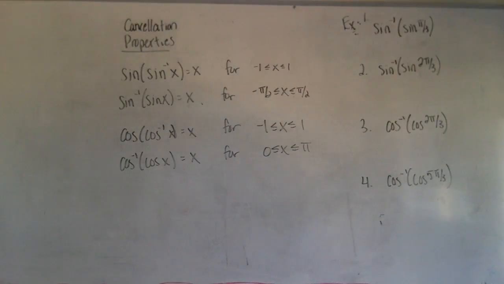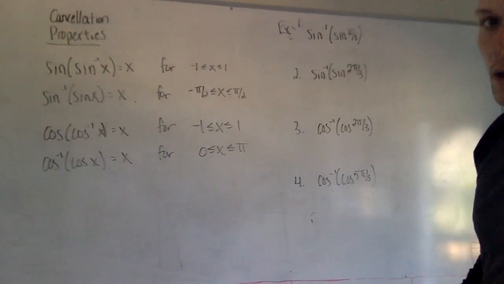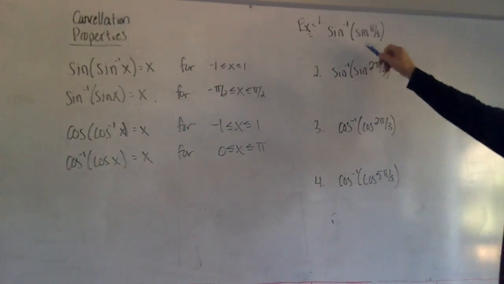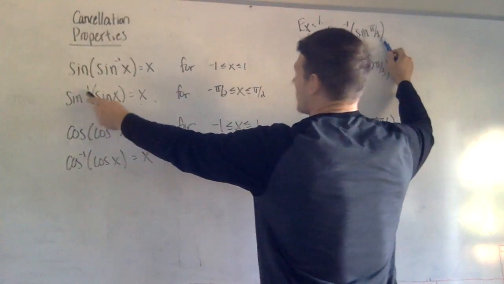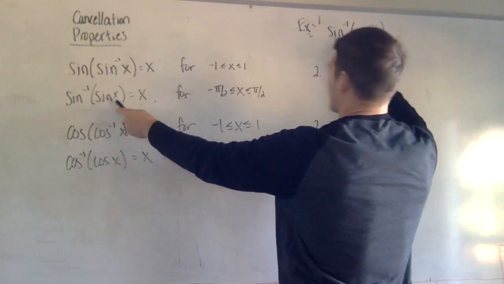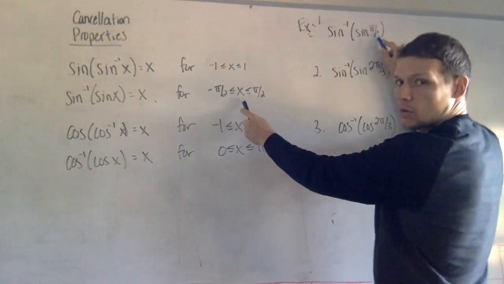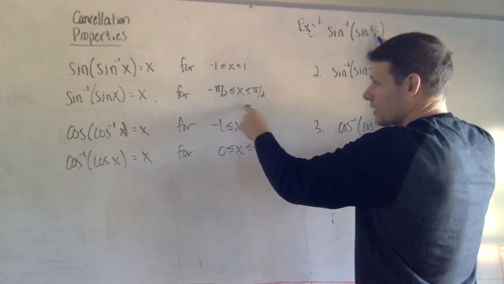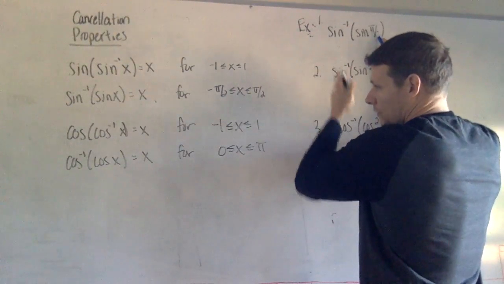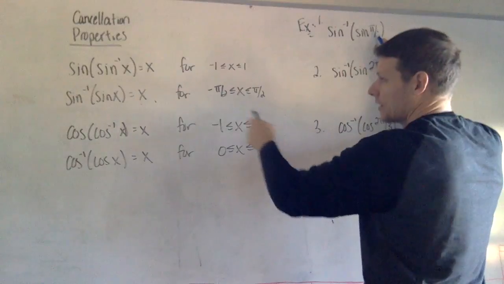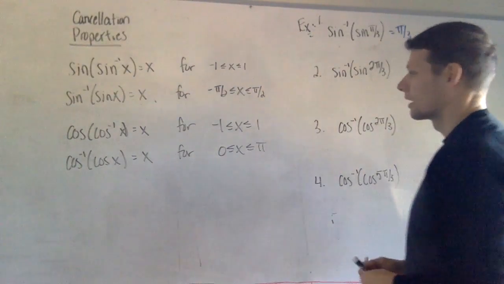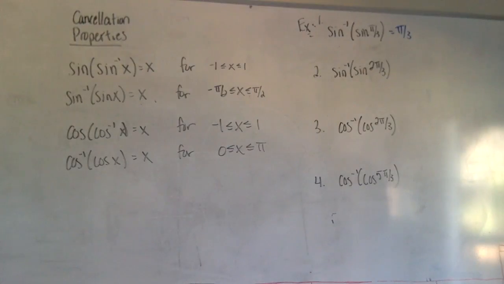So let me move this over a little bit so you can see. Suppose I have sine inverse of sine of pi over 3. So that's this one right here, right? Well, pi over 3 is between negative pi over 2 and pi over 2. Negative pi over 2 is over here, pi over 2 is right here, and pi over 3 is inside. So therefore, this answer is simply pi over 3. That's as simple as it gets, okay?